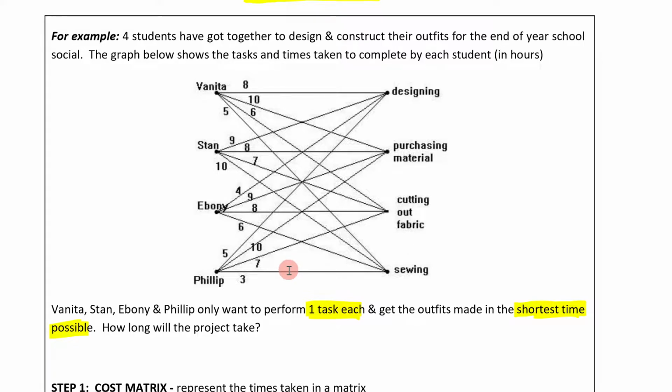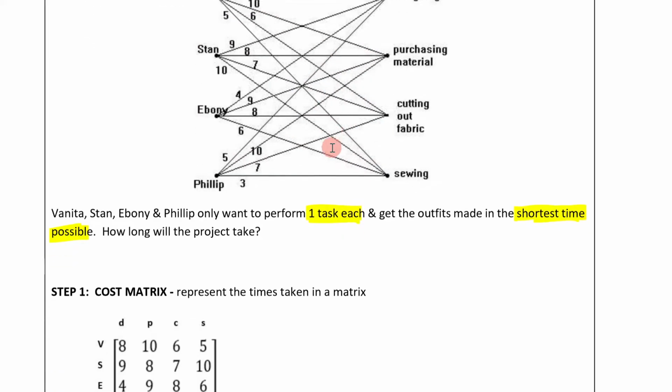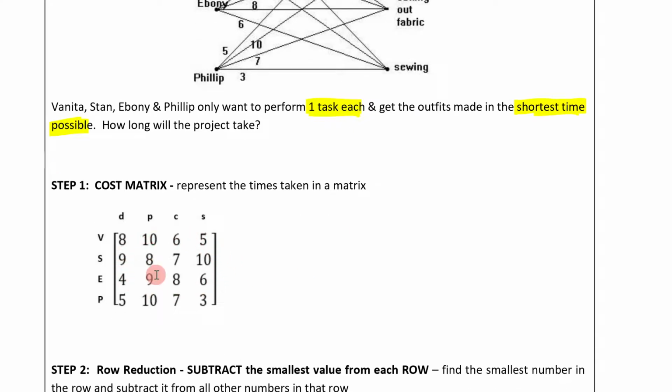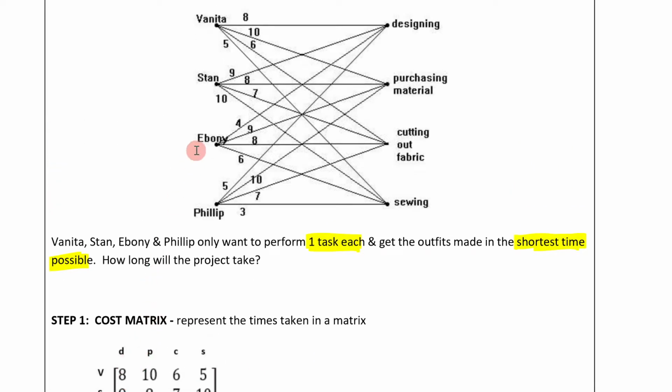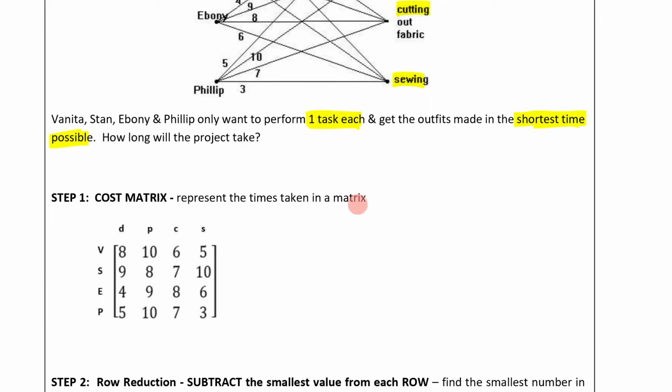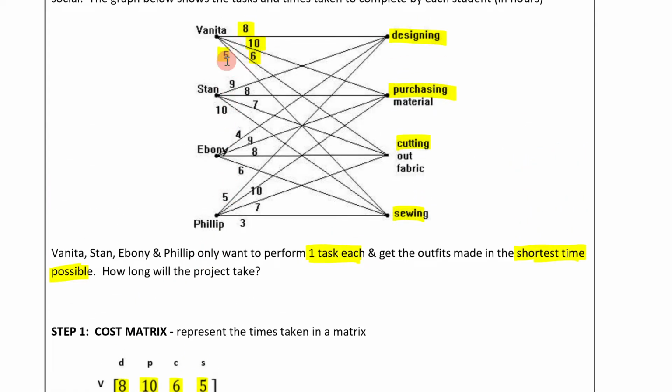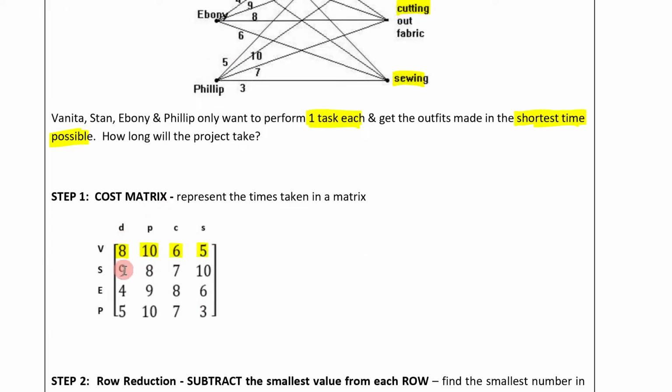The first thing that we're going to do is we're going to take our bipartite graph and put it into a cost matrix. So this is step 1. Represent the times taken in a matrix. So here it is right here. And as you can see, Vanita takes 8 hours for designing, 10 for purchasing, 6 for cutting, and 5 for sewing. And sure enough, Vanita has 8 for designing, 10 for purchasing, 6 for cutting, and 5 for sewing. So all I've done is I've taken this 8, 10, 6, and 5 and put it here, 8, 10, 6, and 5, and done the same for the rest.